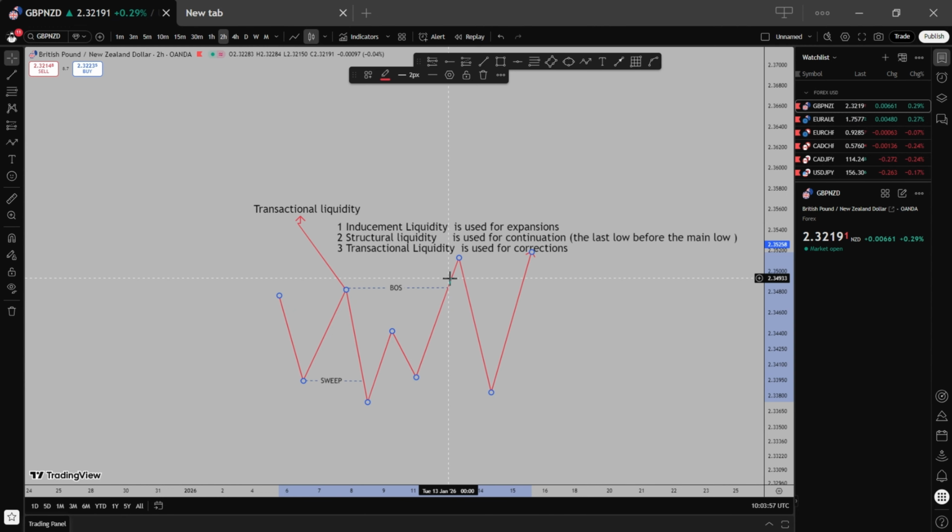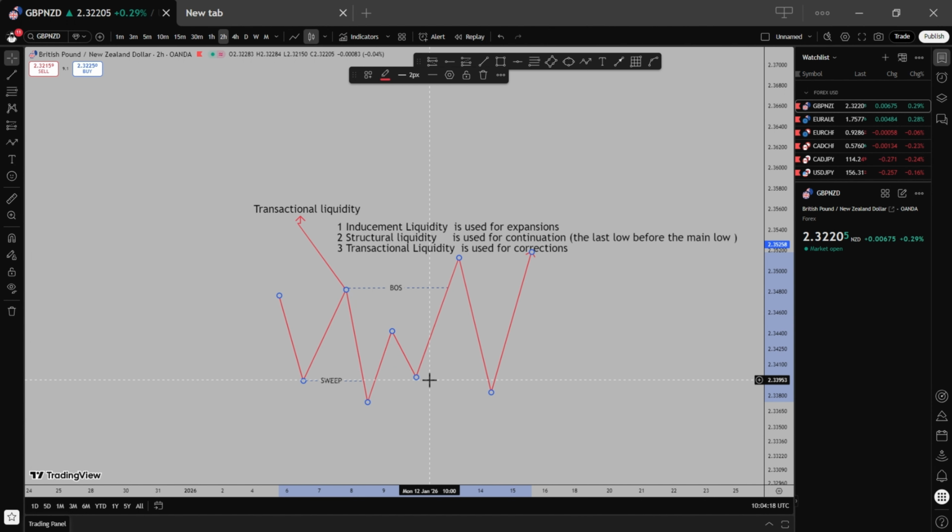After which we start anticipating the reversals or the corrections. So till price takes out this transactional liquidity here, that's when you can start expecting price to come down into your points of interest, or to come down into your POI or other block.